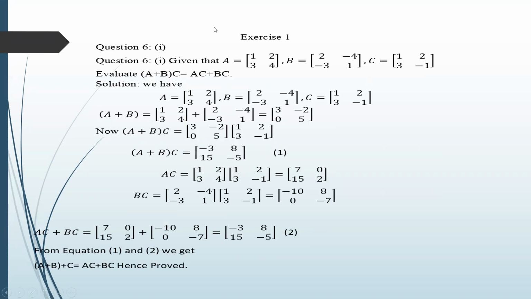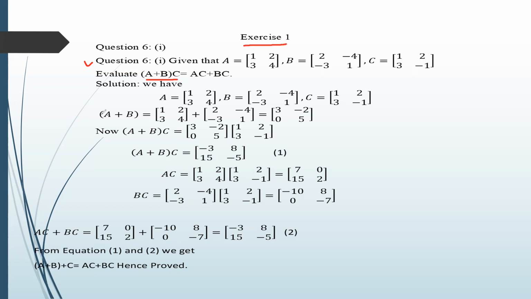Okay, now we go for the exercise. Some questions of this exercise we have done in previous videos and the remaining questions we solve today. So we are on question number 6. It is given that A is [1, 2; 3, 4], B is [2, -4; 3, 1], C is [1, 2; 3, -1], and we have to show that (A plus B) C equals AC plus BC.